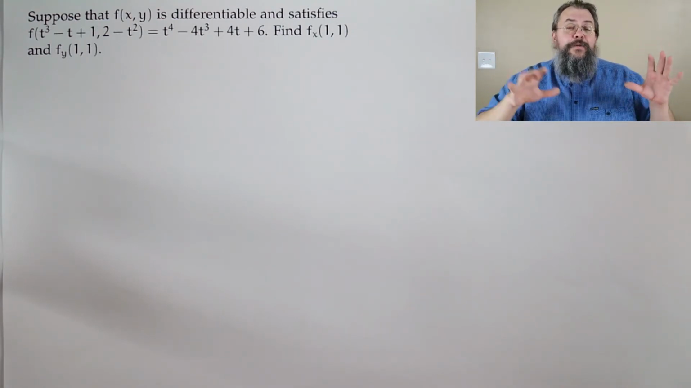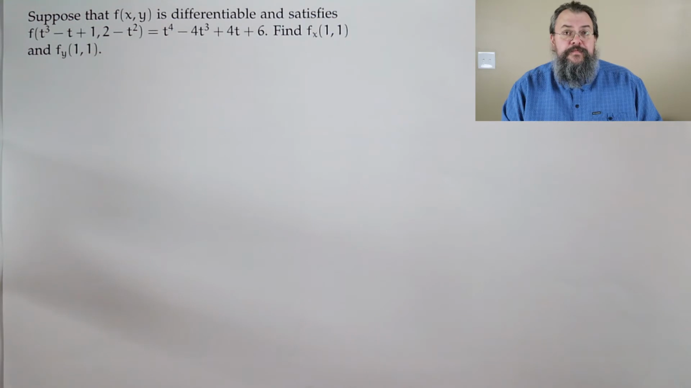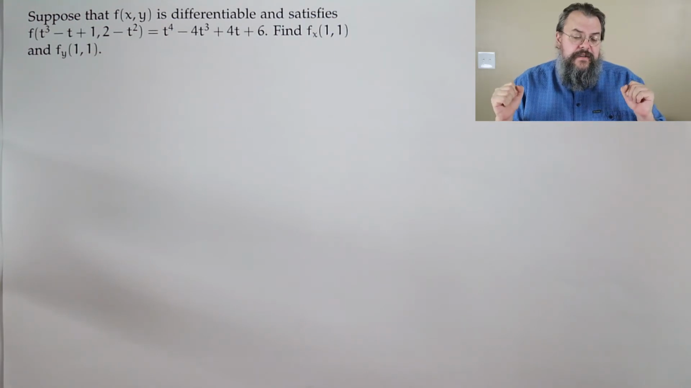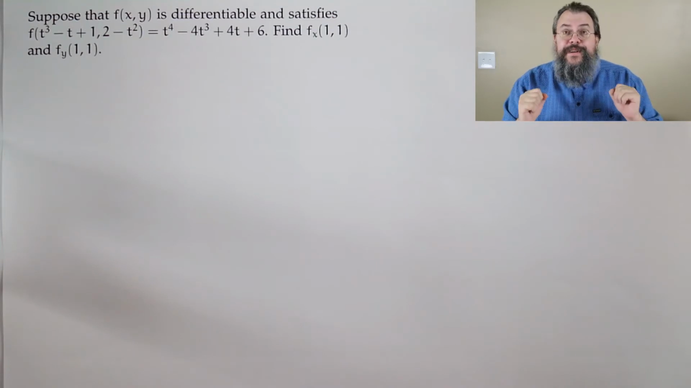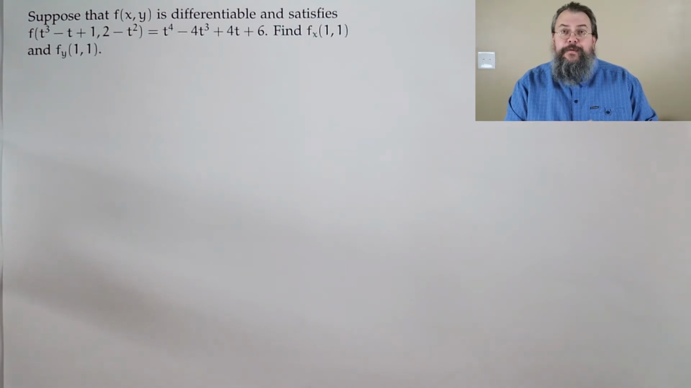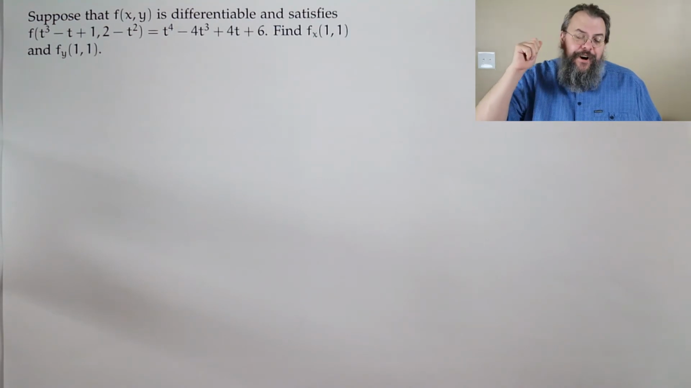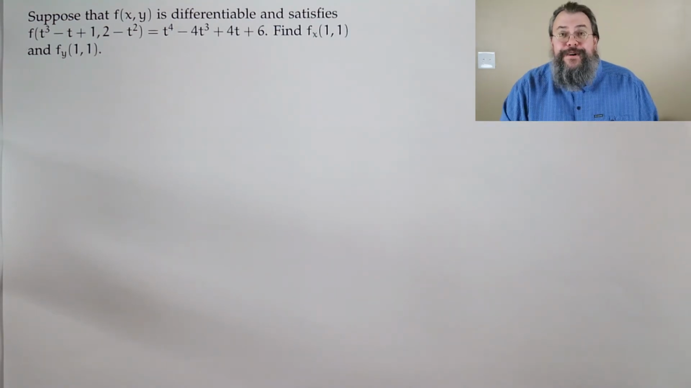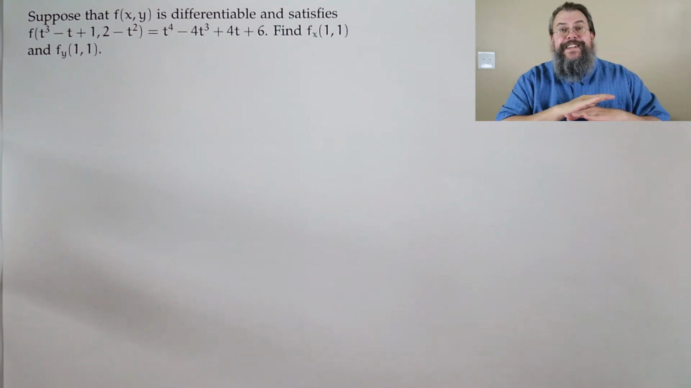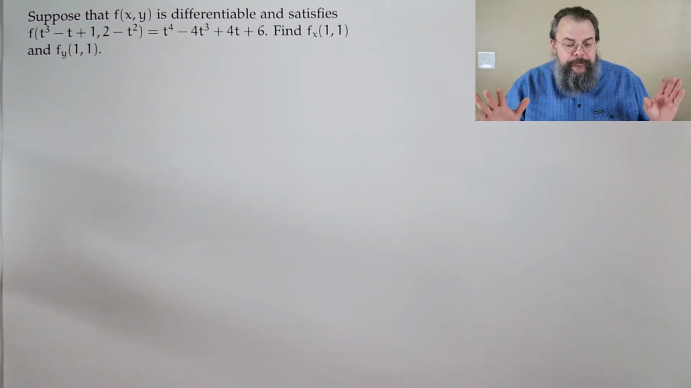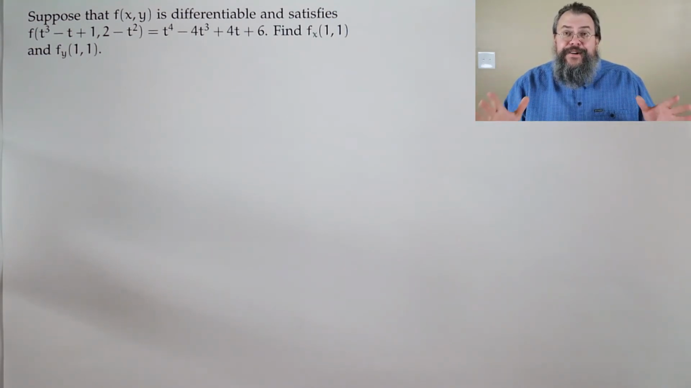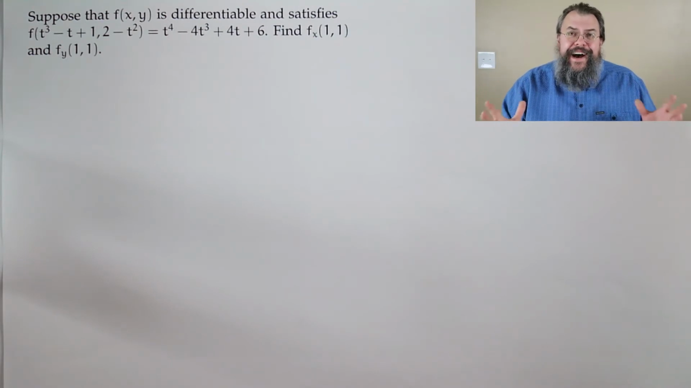This is not a 'let's find f and see what happens' problem. And so you might say, well, how can we do it if we don't have f? I'll tell you, there's something else really interesting about this problem. We're going to find f sub x and f sub y at the point 1, 1, and it turns out 1, 1 is the only place where we can do it. You can't do it anywhere else. And that seems sort of counterintuitive. It's like, why not?